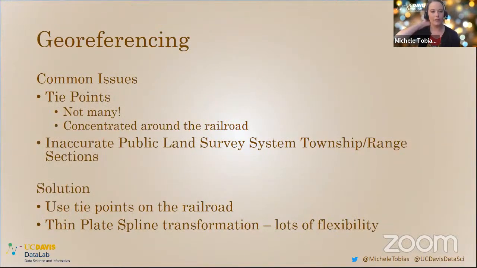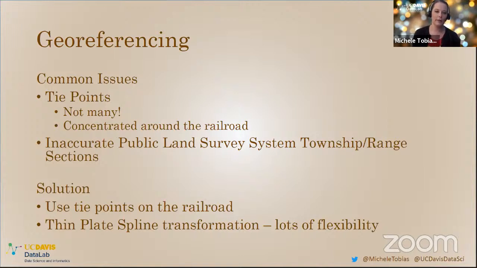We had some common issues between all of the maps that needed georeferencing, mainly tie points. So when you're georeferencing, you're matching up points in the scanned image and then points in the real world. But there weren't that many in the maps that represented mostly the planning type map documents. The points that were available were concentrated around the railroad, so that doesn't give us a really good spread the way you want points to be spread out in a process of georeferencing.